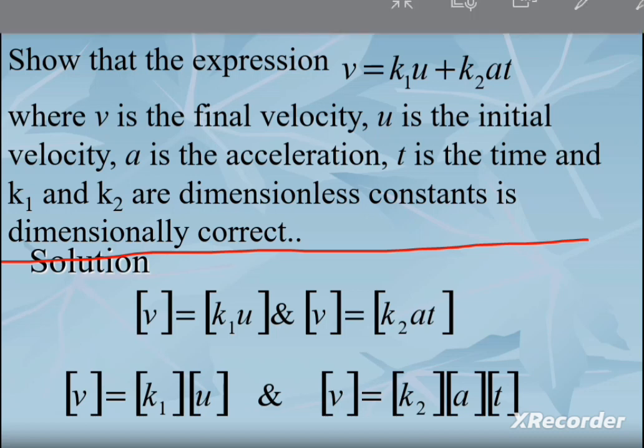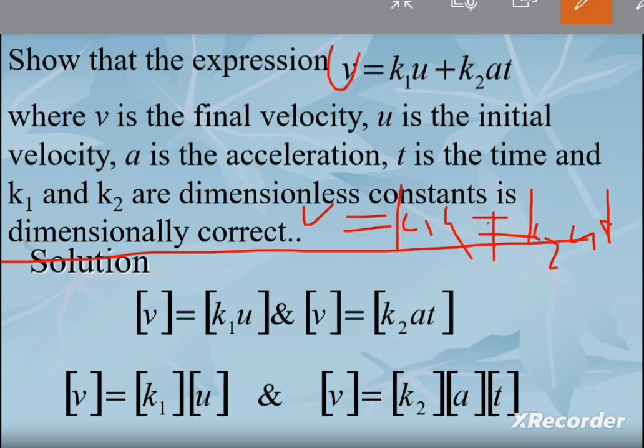Look here, we have v. We have been told that v is velocity. So this question is going to have three parts, which is v = k1u + k2at. You are going to substitute the plus with an equal sign, meaning that this question has three parts. We have the part of v, the part of k1u, and the part of k2at. So we are going to compare and say, if this equation is dimensionally correct, the dimensions of v, which is speed, so dimension of speed, we know that is what?